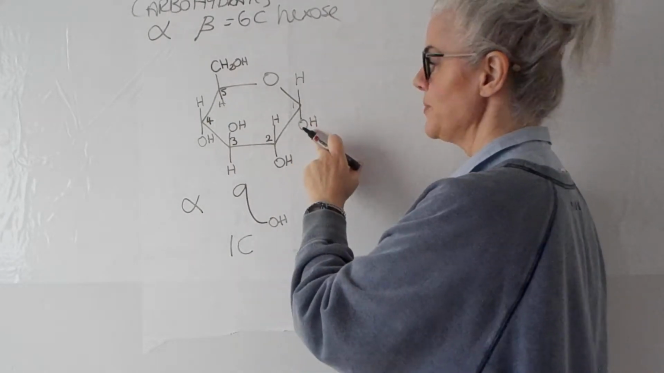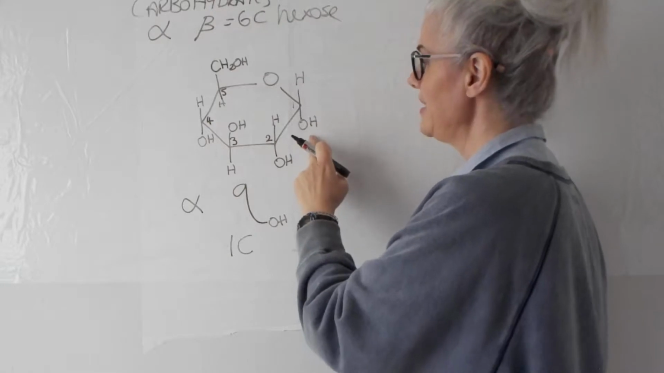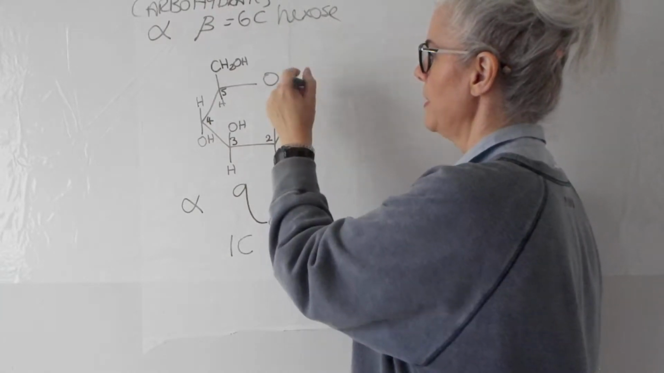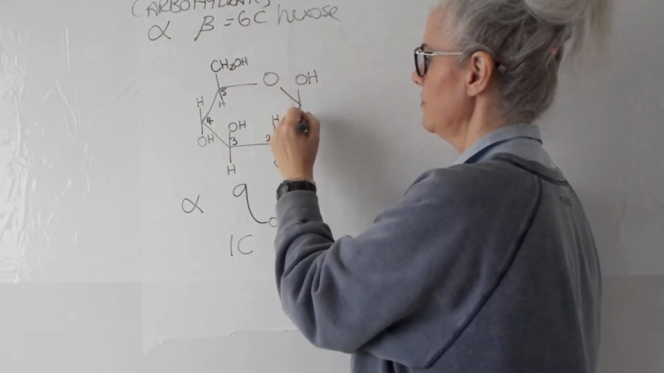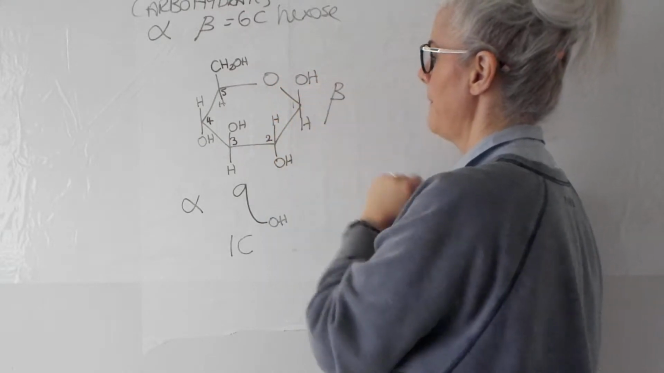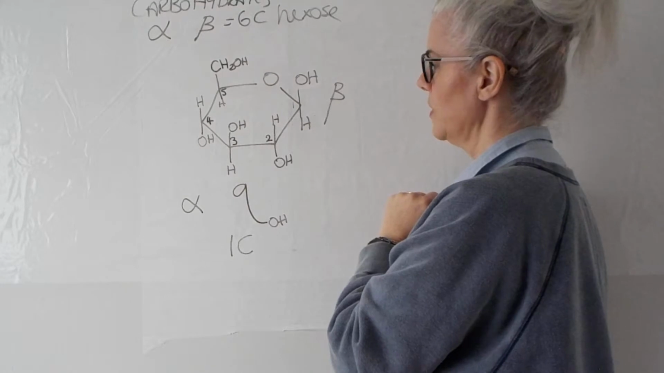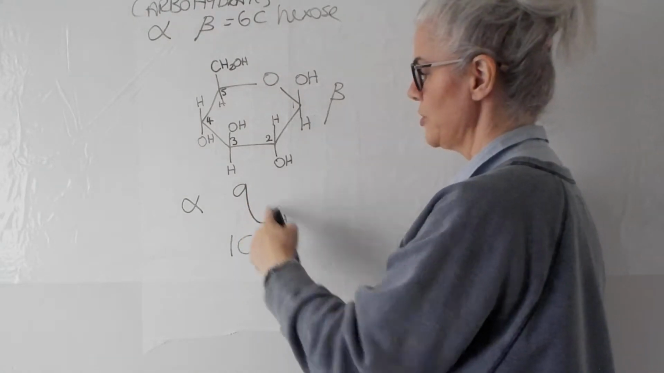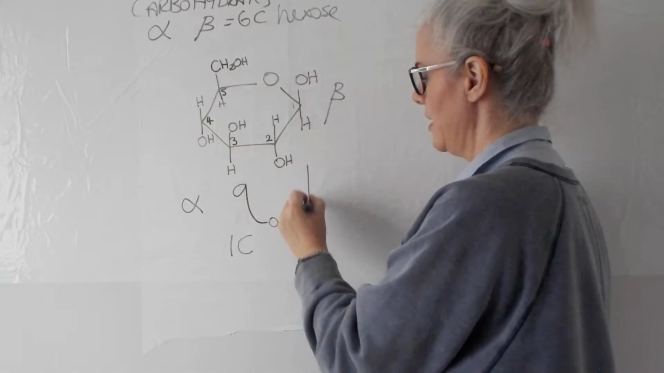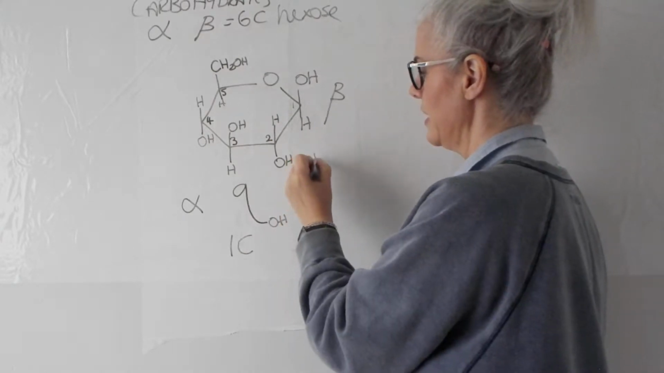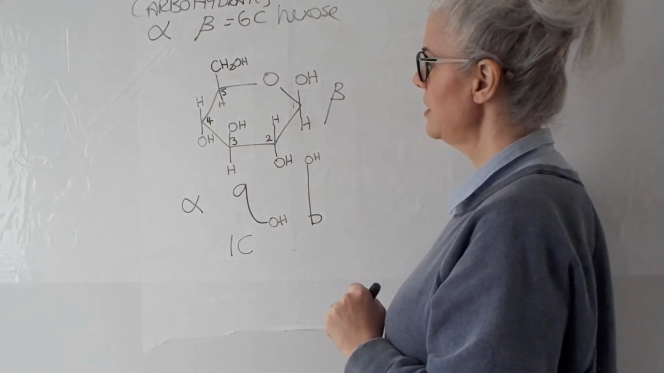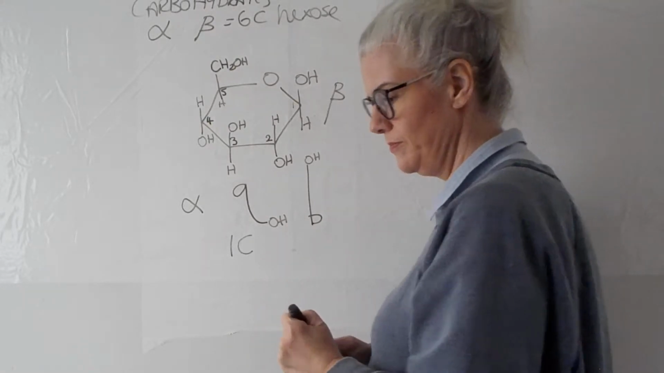Now the only difference between this one and beta glucose is this first carbon. So if we swap these around, we've then made beta glucose. Okay, so the way to remember it, alpha glucose has the OH below the plane of the ring, beta glucose has the OH above the plane of the ring. Okay, so that's glucose.